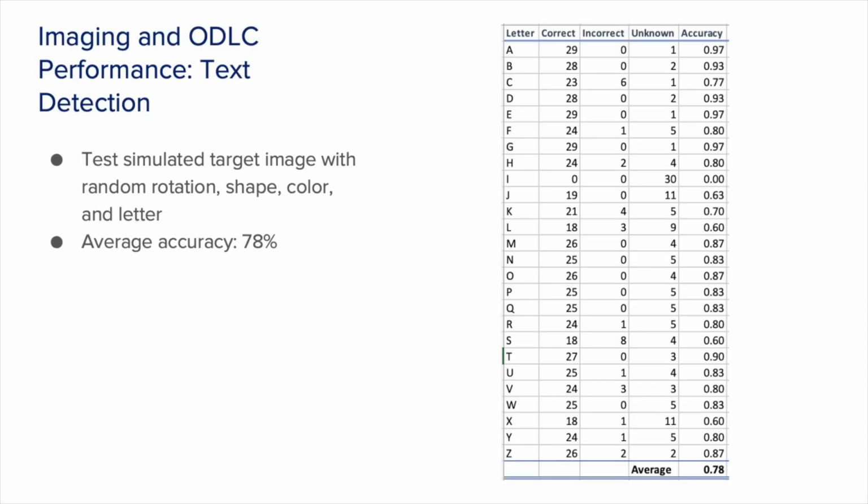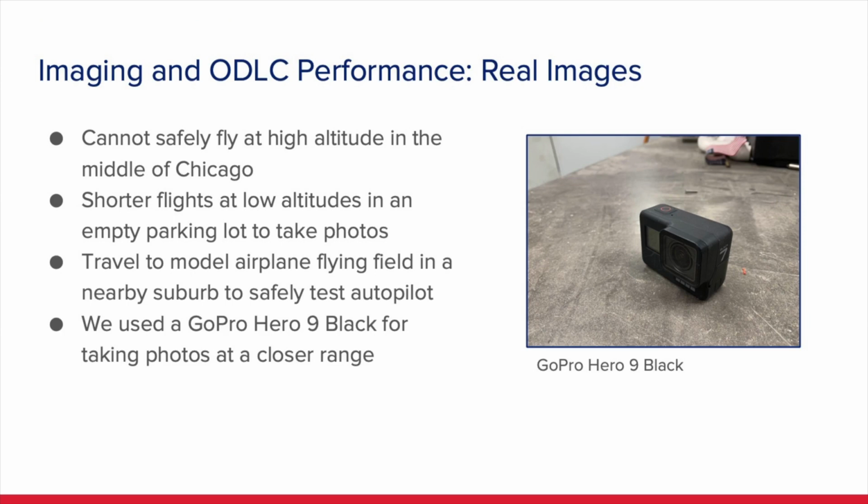We also performed tests on the text detection algorithm to see how accurate it was. We generated many combinations of targets with different rotations, shapes, colors, and letters. As you can see, there are some letters that are more accurately detected than others. Overall, the average accuracy for the text detection was 78%. A lot of the work was done in simulations.